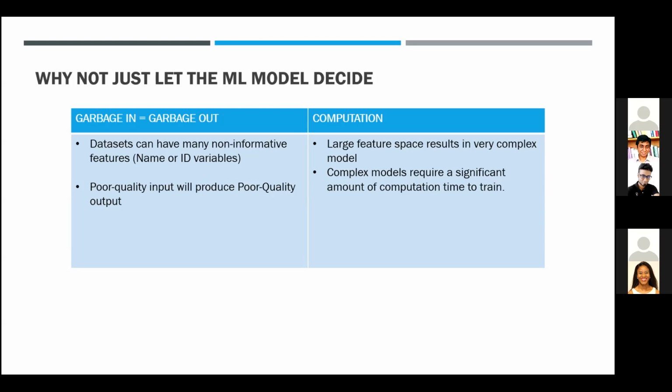And also the last point relates to the cost of dimensionality. A large feature space results in a complex model, and the more complex your model is, the more significant the amount of time that will be required for you to train that model to predict well.